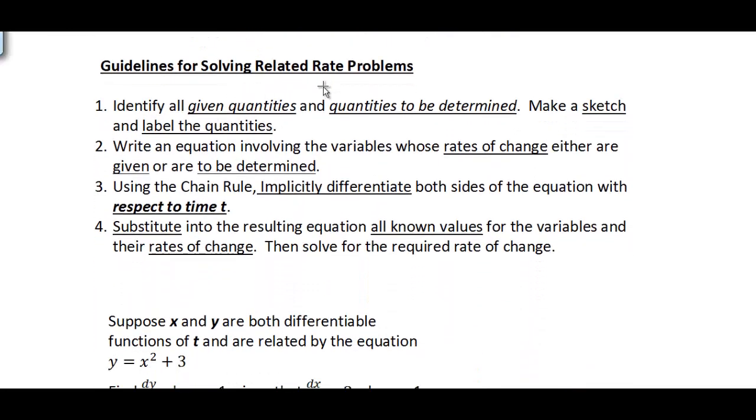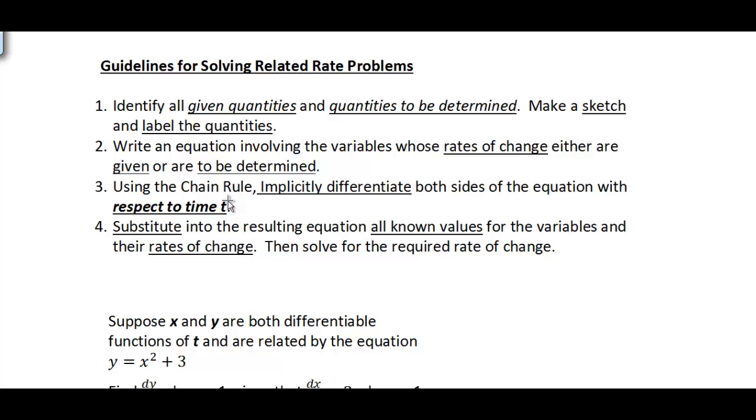The guidelines for solving a related rate problem are, first, you want to identify all given quantities and also the quantities that are going to be determined, and make some type of a sketch and label the quantities. Next, you want to come up with an equation involving the variables whose rates of change either are given or going to be determined. Next, you're going to use the chain rule and implicit differentiation to take the derivative of both sides of the equation with respect to time t.